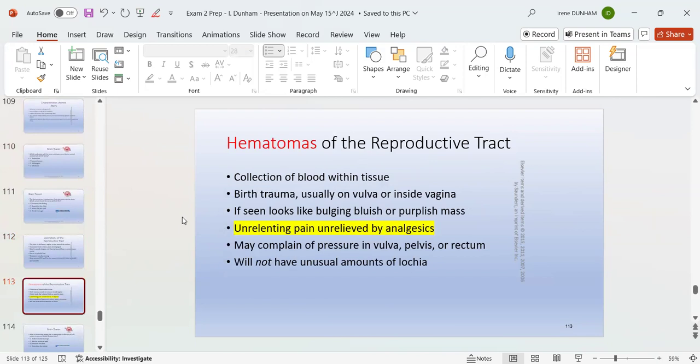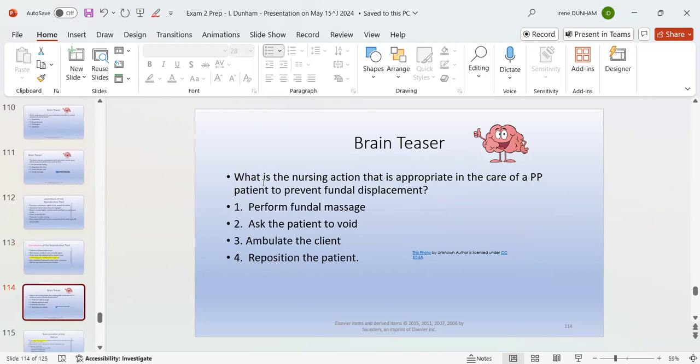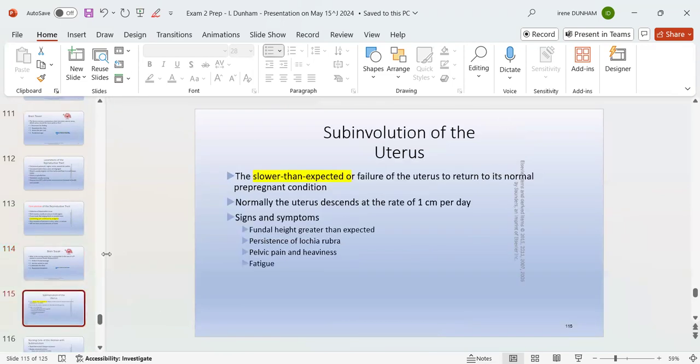We're talking about hematoma. Hematomas are very, very painful. What is the nursing action that's appropriate in the care of a postpartum patient to prevent fundal displacement? Who said 2? Me. And you're right, Barbara. It's 2. Because when the bladder, which lays right underneath the uterus, gets full, it pushes that uterus up and over to the side. So when you see a fundal displacement, that means you've got to empty that bladder. I would ask the patient to void. If she can't void, I may have to do a straight cath on her.